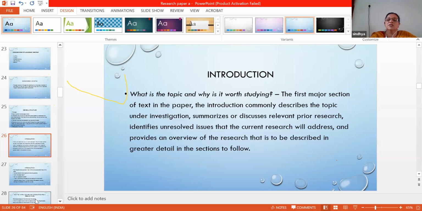So based on the review, based on the relevant prior researches, we can identify what are the unresolved issues and what are the main factors that support the current topic of our research. And we can provide an overview of the research that is to be described in greater detail. That is the introductory part. So we have to introduce the topic supporting with the previous researches undertaken.